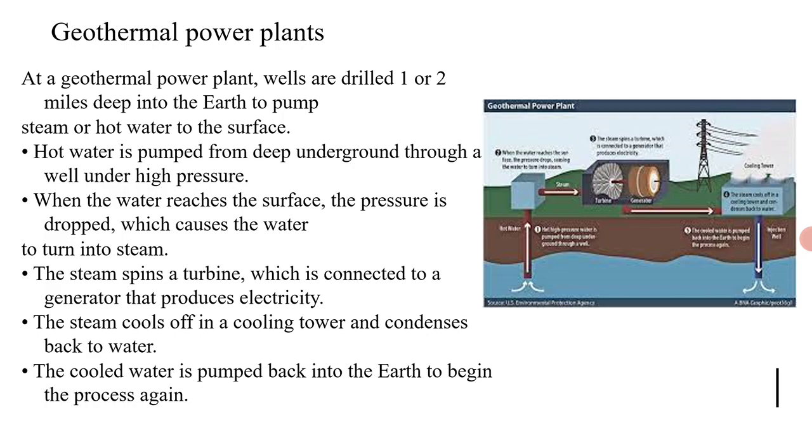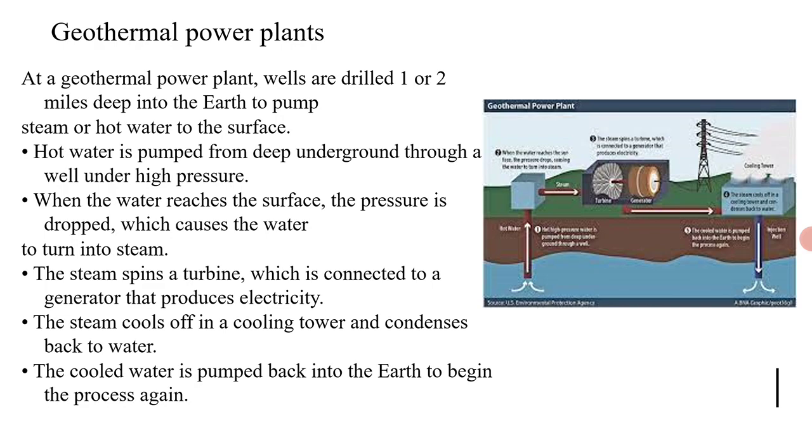Second step is when the water reaches the surface, the pressure is dropped, which causes the water to turn into steam. So now we use this steam to turn the turbine and produce electricity. The steam cools off in a cooling tower and condenses back to water. The cooled water is pumped back into the earth to begin the process again.